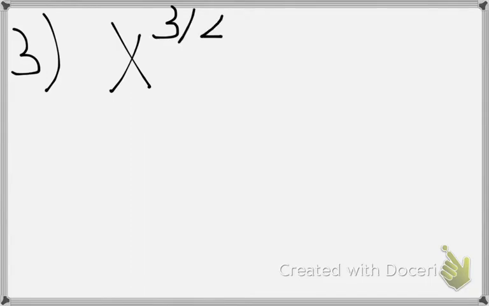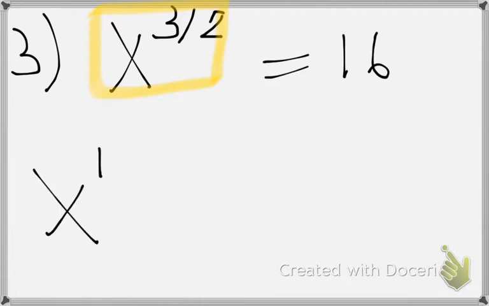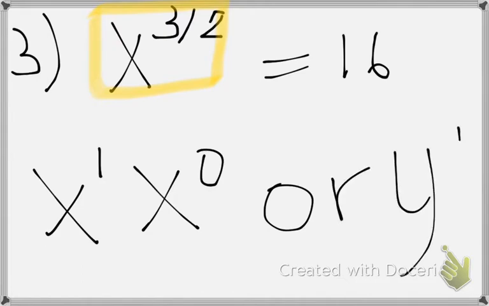Now we have another example, which is x to the power of 3 by 2 equals 16. This is also not a linear equation because x is to the power of 3 by 2. In a linear equation, the only powers that can be possible are x to the power 1, x to the power 0, or y to the power 1, y to the power 0. Any other powers would result in it not being a linear equation.